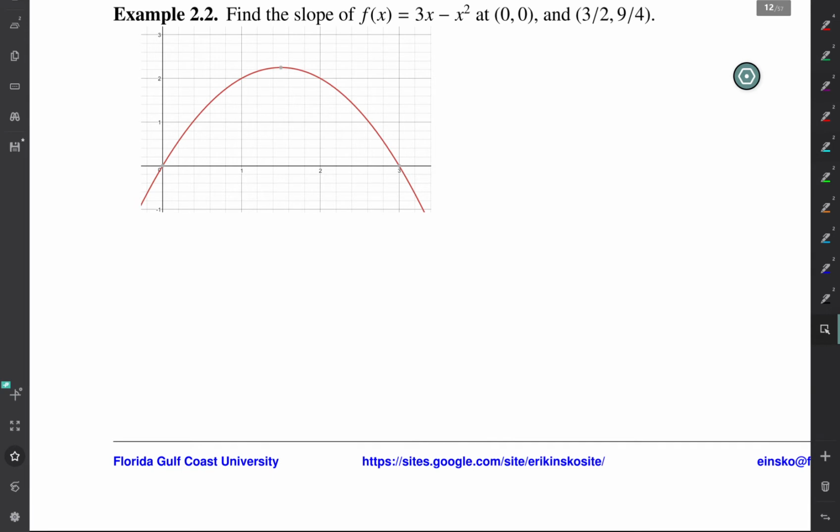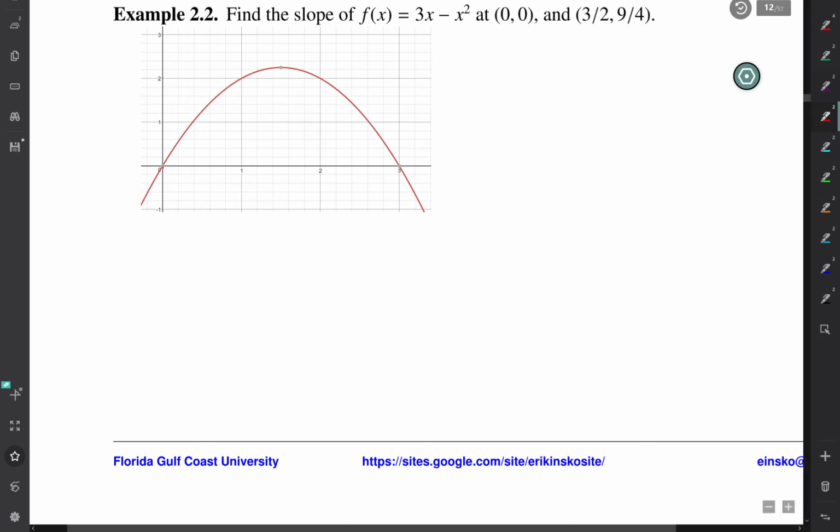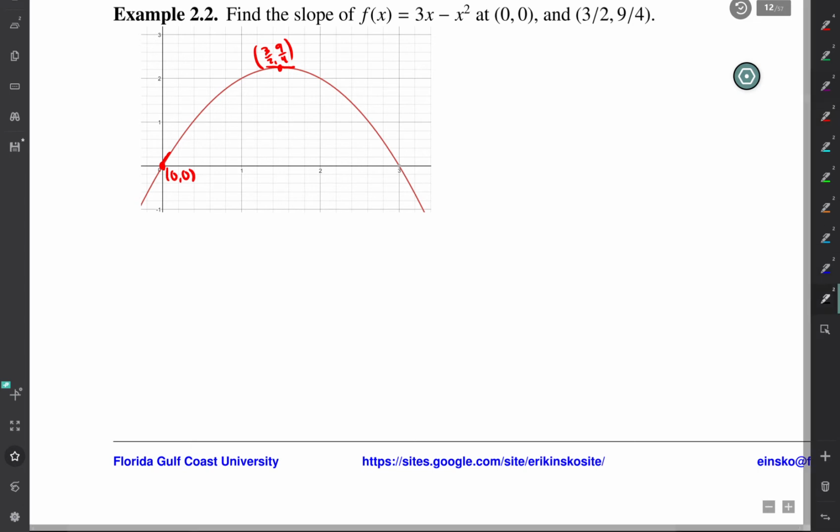Okay, now we're going to do example 2.2, and we're asked to find the slope of the curve y equals 3x minus x squared at (0, 0) and (3/2, 9/4). So we're looking for the slope of the curve right here, and then the slope of the curve right there. So this is (3/2, 9/4). This is (0, 0), and we're looking for the slope at those points.